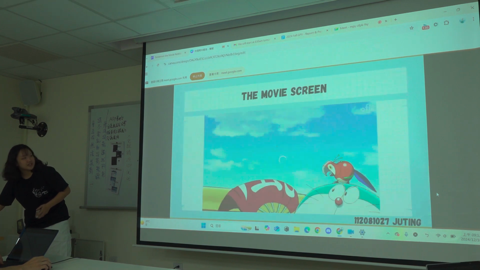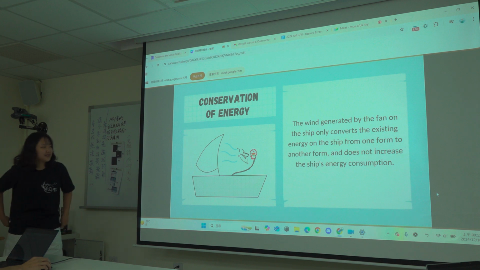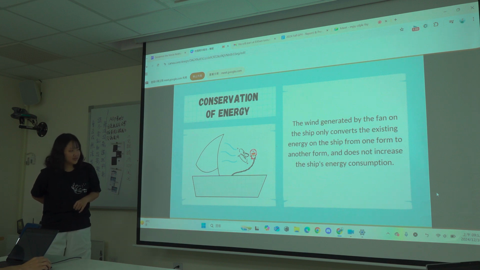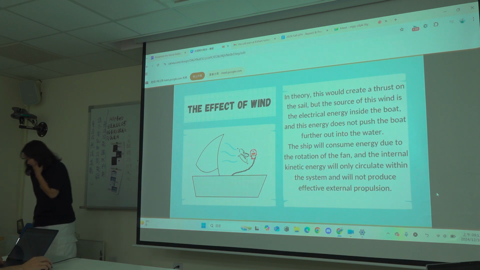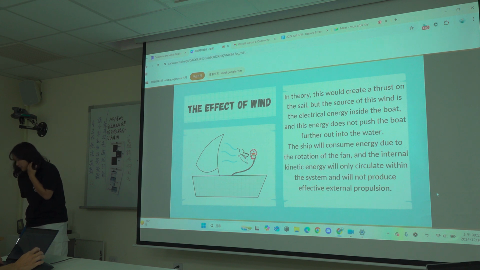The wind generated by the fan on the ship only moves the existing energy on the ship from one place to another and doesn't decrease the ship's energy consumption. In theory, this would create a source on the sail, but the source of this wind is the electrical energy inside the ball, and this energy doesn't push the ball further out onto the water.